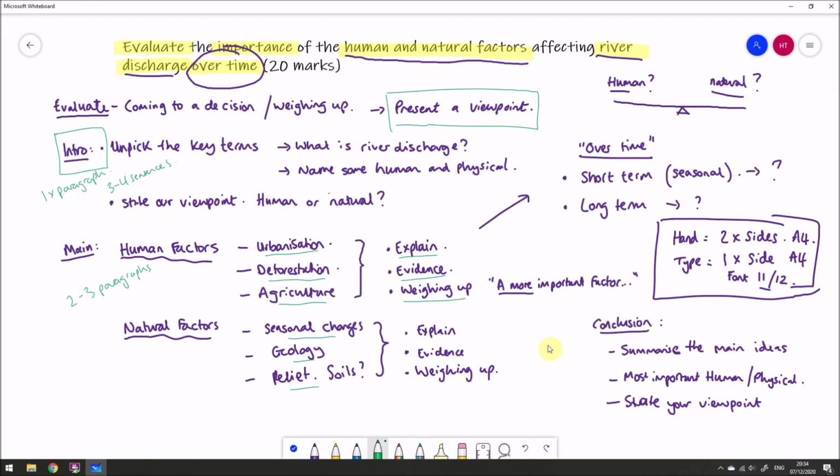Make sure you've also got a conclusion. Again, that should be a paragraph, not a sentence. Okay, so 1 paragraph which sums up the main ideas, maybe picking out the most important human or physical factor as part of stating your overall viewpoint. And remember, we should be looking to write around about a side typed or 2 sides handwritten. Come and find me if you've got any questions about this, but hopefully that gives you a good starting point for answering your first 20 marker.